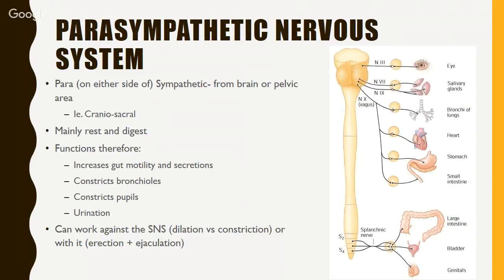Then you have parasympathetic, and this function is mainly rest and digest. So it's digestion of your food, that sort of stuff. They have generally opposite functions, but sometimes they work with the sympathetic nervous system, for example erection and ejaculation, and sometimes they work against it, such as dilation or constriction of the pupils or the bronchi. So yeah, thank your dad's sympathetic nervous system and parasympathetic nervous system.